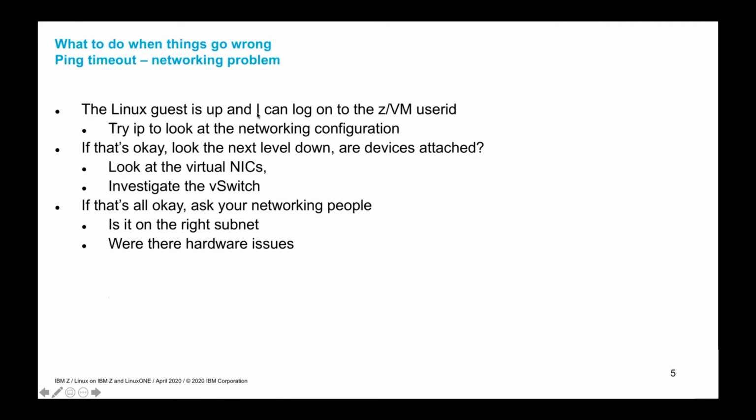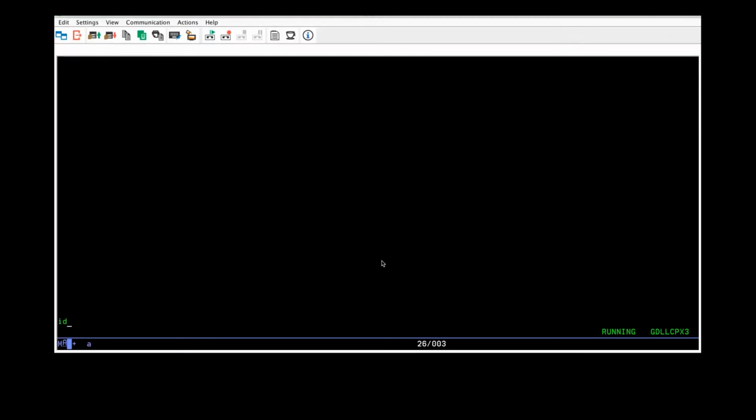And so the first thing is, if you can't ping to the guest, you're probably going to try to go and actually log on to the ZVM user ID. And so we can do that here. Yep, here is my Linux guest. So I brought up a ZVM logon screen, and I've logged on to my Linux guest. I can see it is actually up.